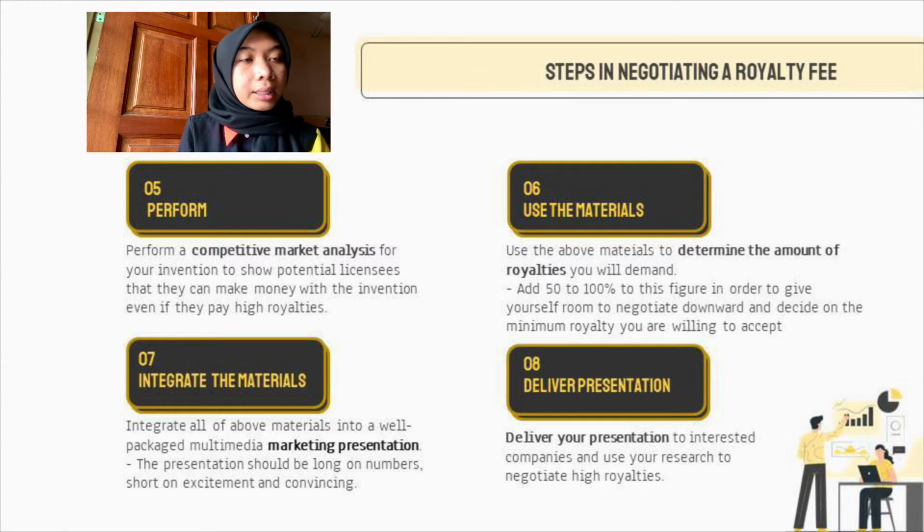Sixth, use the materials. Use the above materials to determine the amount of royalties you will demand, which is to add 50 to 100% to this figure in order to give yourself room to negotiate downward and decide on the minimum royalty you are willing to accept.